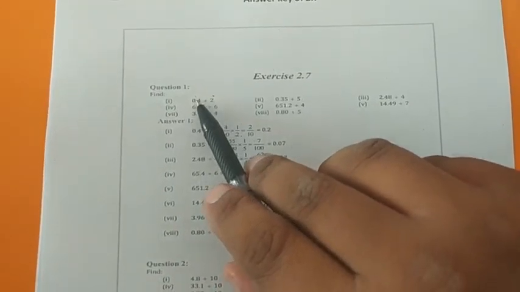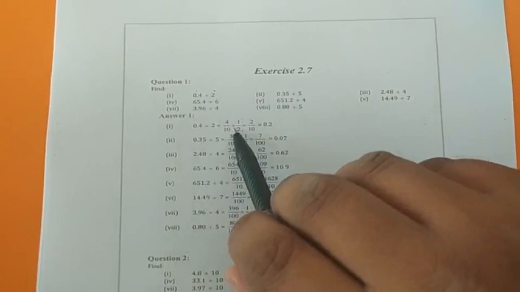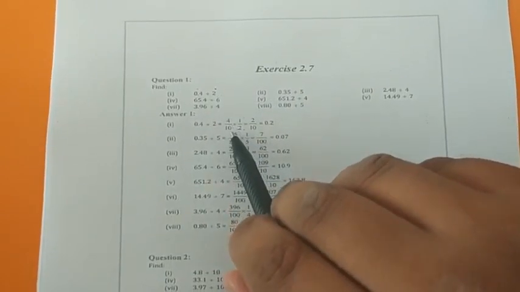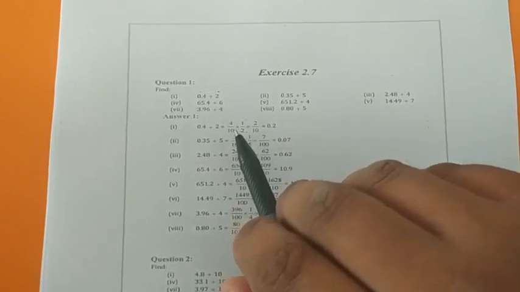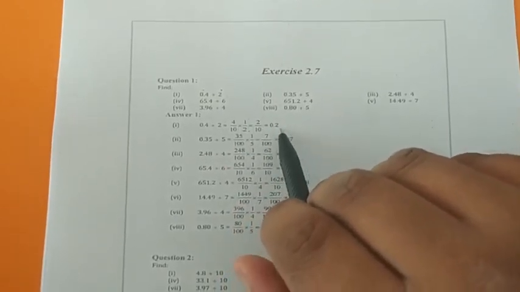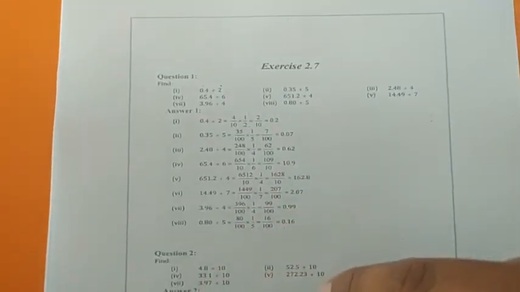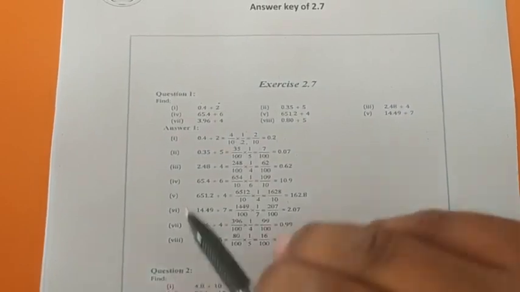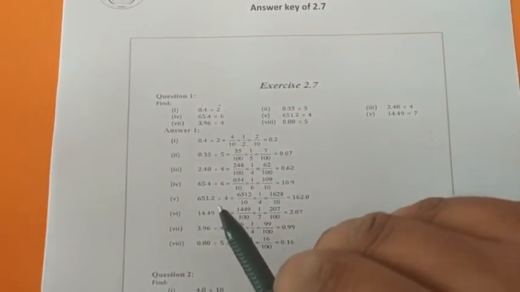You will remove this decimal point. After the decimal there is only 1 digit, so you will put here 10. 4 by 10 into 1 by 2, this 2 is cancelled with 2, no need to cut with 10. So the value is 2 by 10, you may write 0.2. You have to try that the denominator must be in zeros, like 10, 100, 1000, like that.